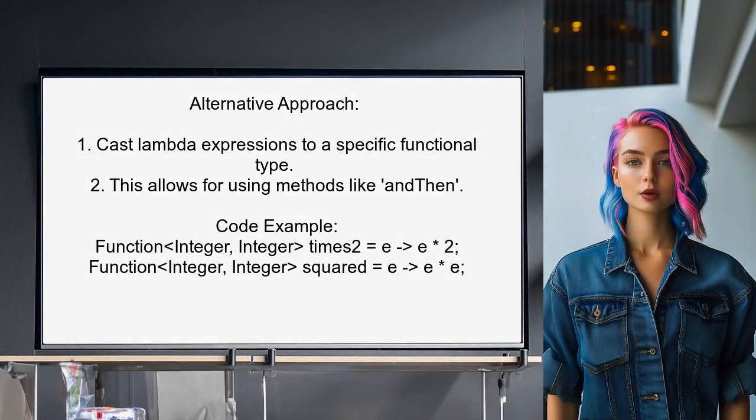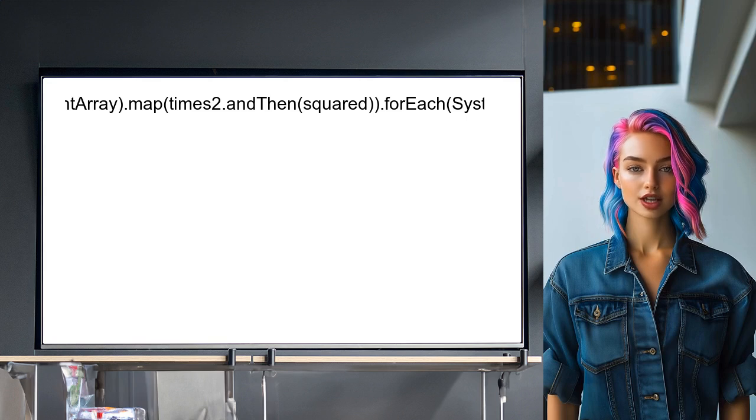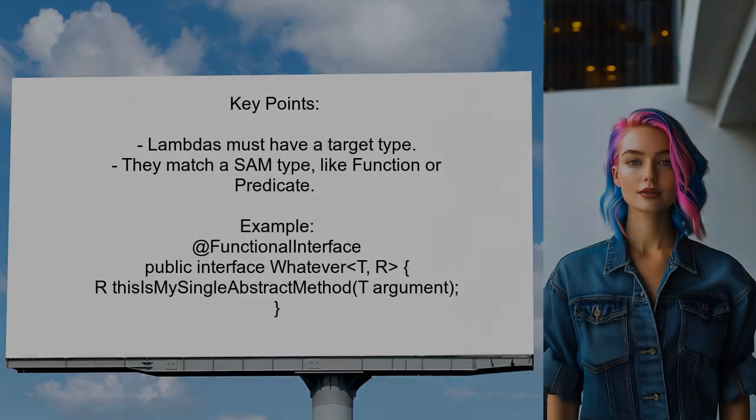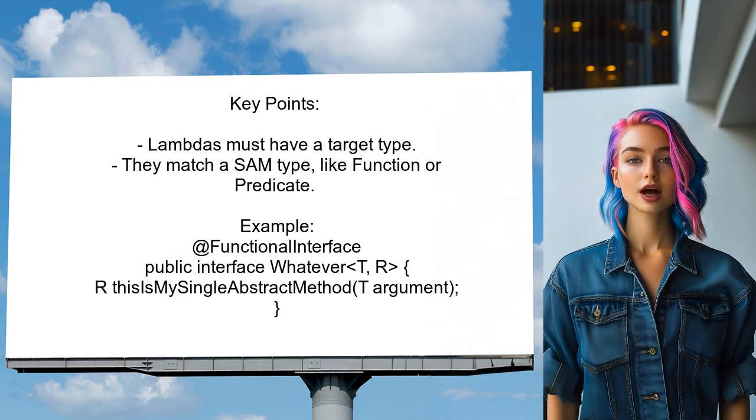In this alternative approach, the user explains that to create an inline lambda of a specific type, you can cast the lambda expression to the desired functional type. This is necessary because lambdas in Java need a target type to compile correctly. The user also clarifies that lambdas must match a single abstract method type, or SAM type. This is why the original attempt to chain methods directly in the map function resulted in a compiler error.